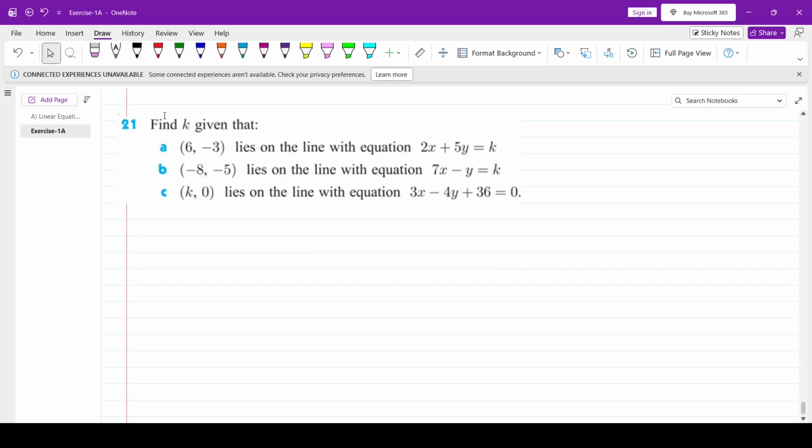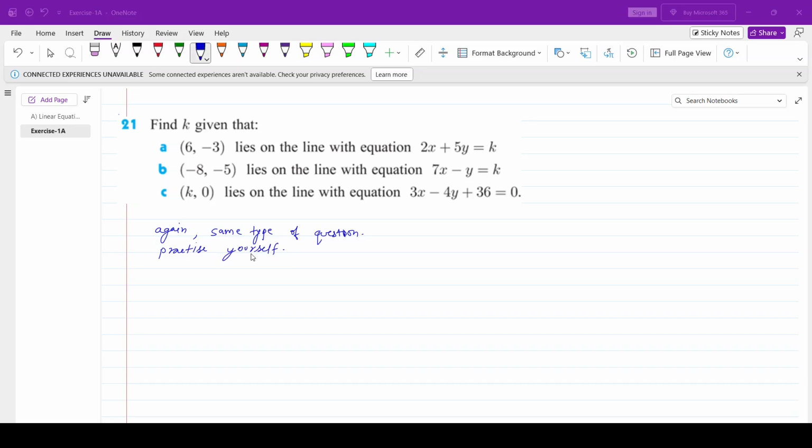Find k given that 0.6 comma minus 3 lies on the line with equation this. So again, same type of question. Practice yourself. We'll move on to the next question, and apparently the last question of this exercise.